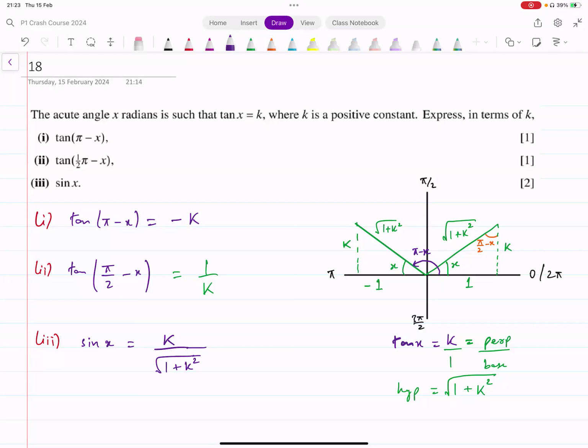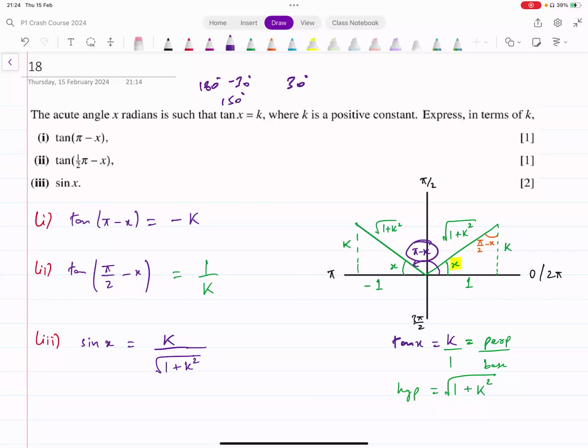Is that okay? Yeah. Sir, I couldn't understand the first one, tan pi minus x. How is it equal to minus k? X is an acute angle. X was in the first quadrant. Think of, for instance, if you were to think in degrees, if x was 30 degrees, then what would 180 minus 30 be? That will be 150, and this angle would be in the second quadrant.